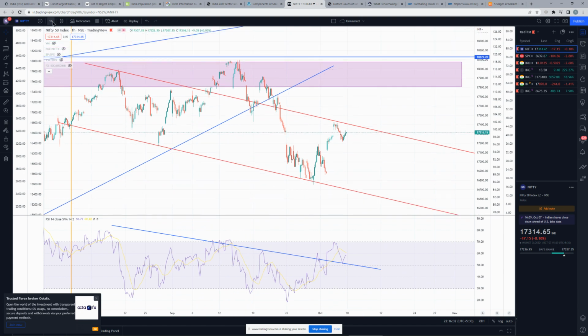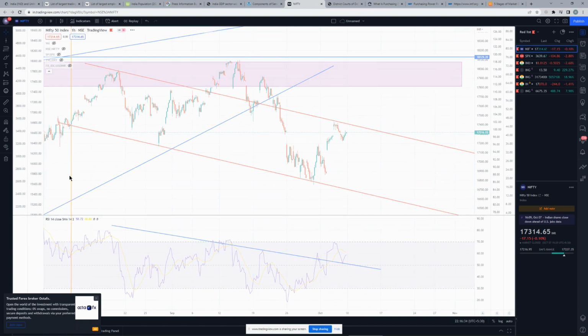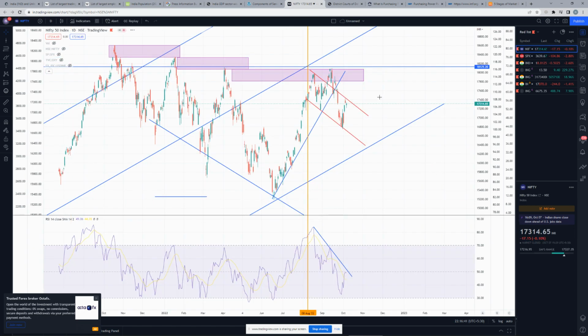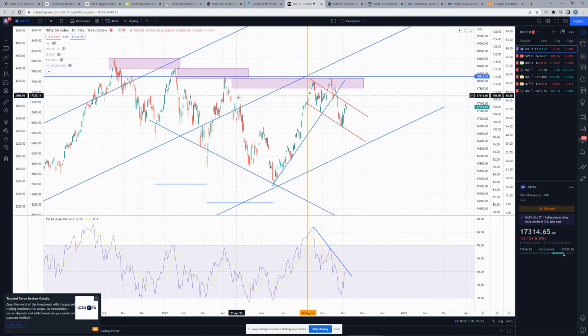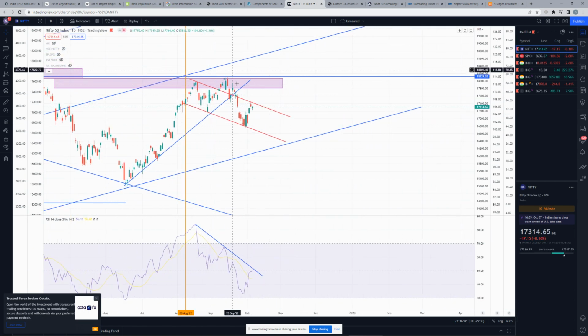And one more interesting pattern that I'm seeing in daily time frame in Nifty is a head and shoulder pattern, as you can see here. So this is something that we have to closely track as well.